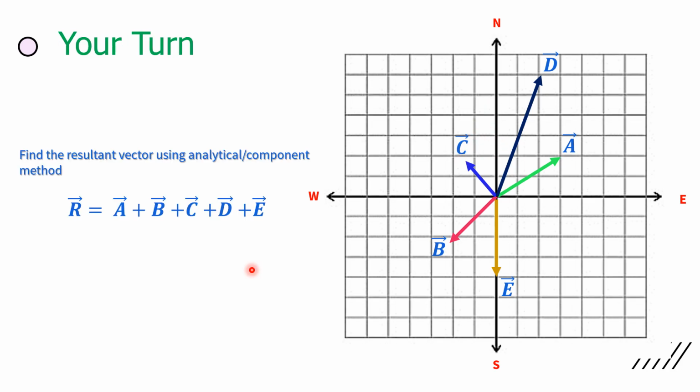Now, this is your assignment. So you have to find the resultant vector using the analytical or the component method. So you have to add all of the vectors A, B, C, D, and E.